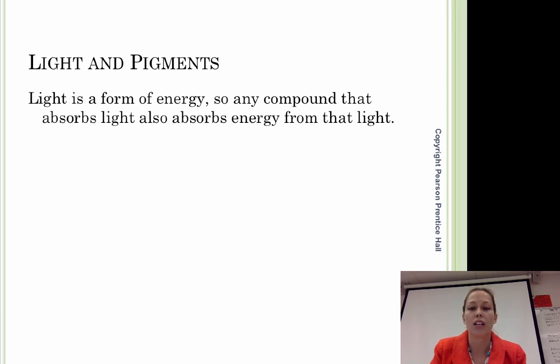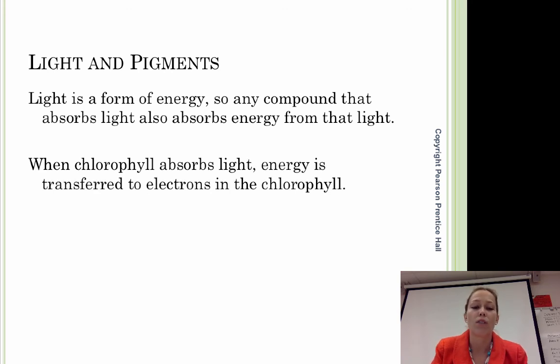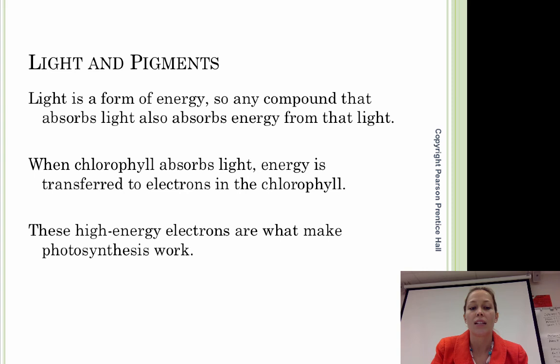Light is a form of energy, and so any compound that absorbs light is also able to absorb energy from that light. When chlorophyll absorbs light, energy is transferred to the electrons in the chlorophyll. These high energy electrons are what make photosynthesis work. Photosynthesis would not take place if it wasn't for this pigment chlorophyll. Chlorophyll is responsible for capturing that energy from the light and getting those electrons excited. Then those excited electrons can be used to help make our high energy sugars, or our glucose.